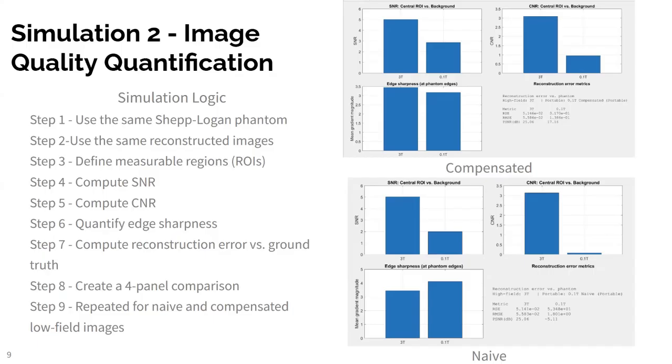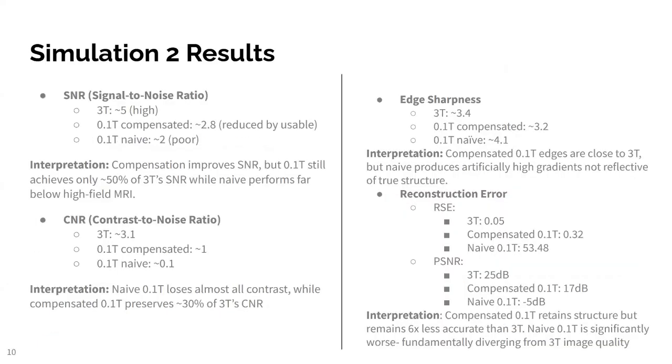We then compute the reconstruction accuracy by comparing each image directly to the phantom, and we create a 4-panel comparison figure and repeat this for naive and compensated low-field images. Next slide, please. The results of this quantification were as follows.